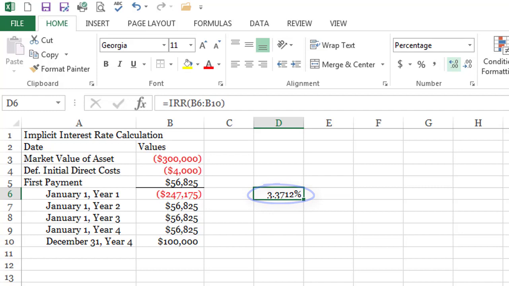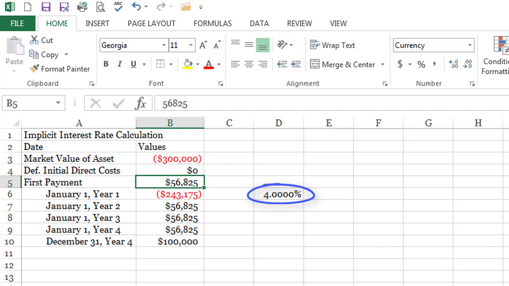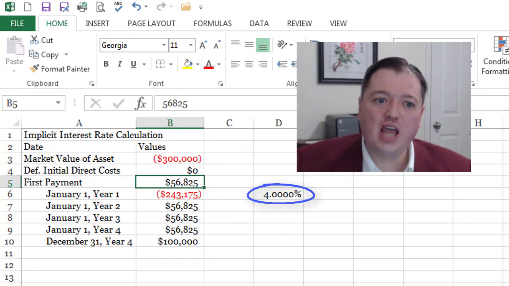Now watch what happens if we get rid of these initial direct costs. If they were nothing, there's our 4%. Because when we did our calculation as a company, we said, okay, we want to make $300,000. We're going to require a lease payment that returns us 4% interest over 4 years, plus we'll get that $100,000 back. We're charging 4%. So as long as there's no initial direct costs or nothing else that we have to shell out, we're going to make 4%.